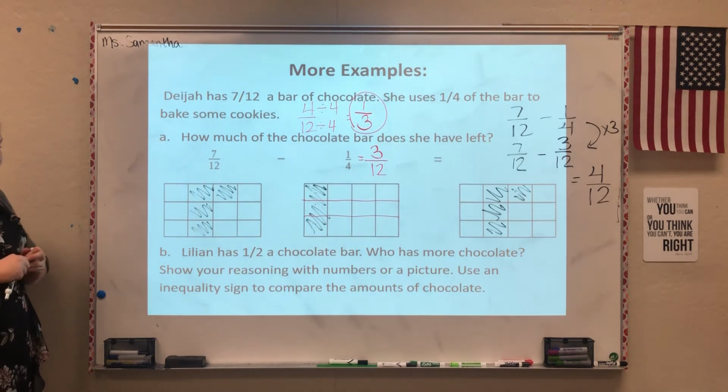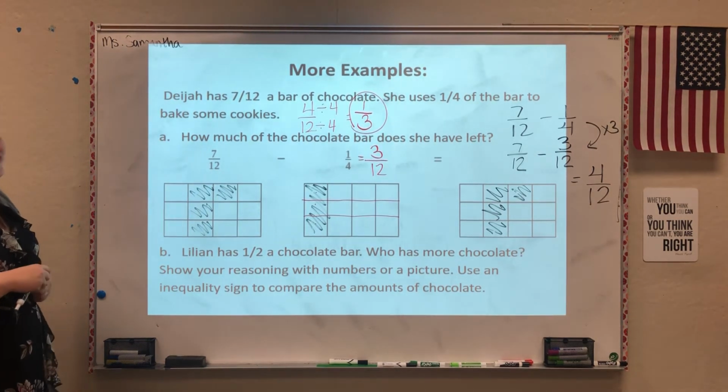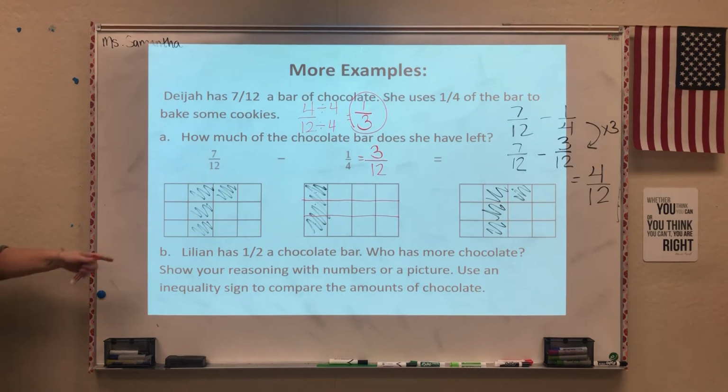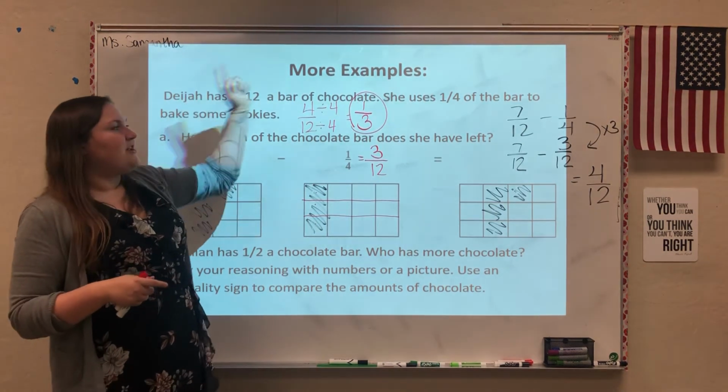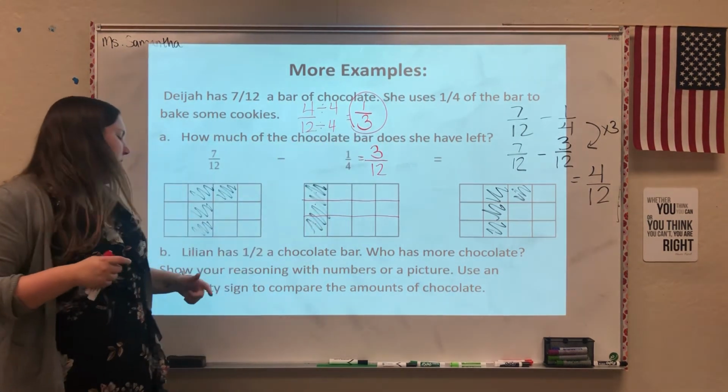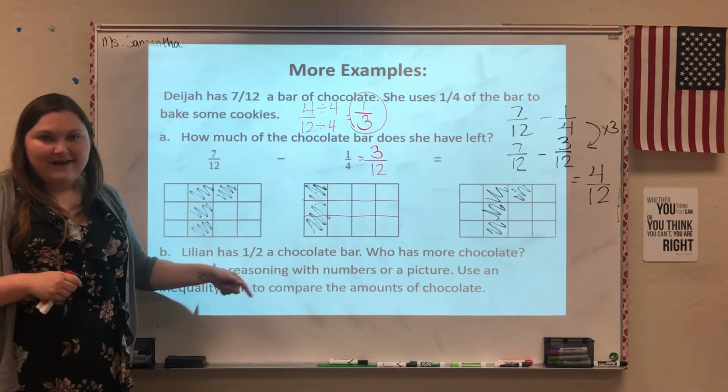There's a second part to this question. So we just figured out Deja has 1/3 of a bar of chocolate. Part B tells us Lillian has half a chocolate bar. Who has more chocolate? You can show your reasoning with numbers or a picture and use an inequality sign to compare the amounts of chocolate. So let's start first with the question, who has more chocolate? Deja with 1/3 of the chocolate bar or Lillian with half a chocolate bar?